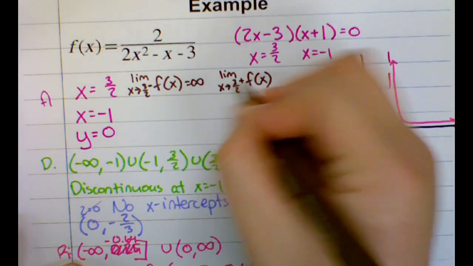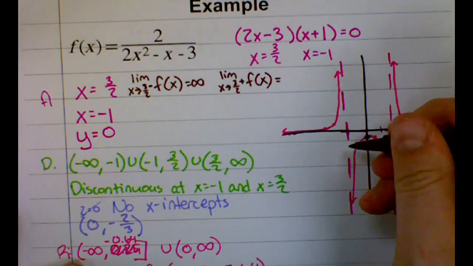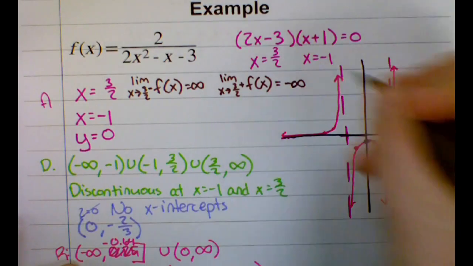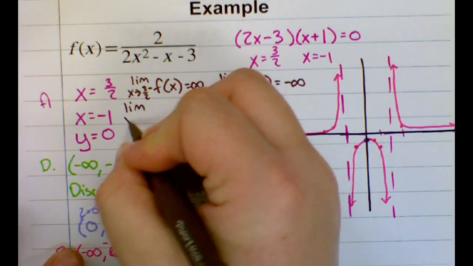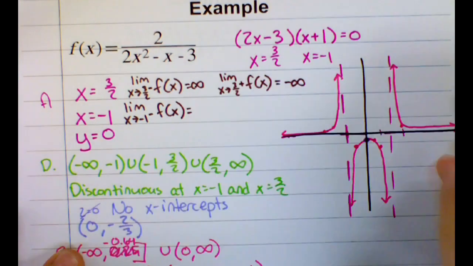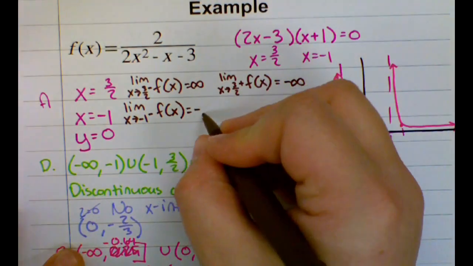So that's the little plus or minus there. And that means we're talking about this section because it's the closest one on the left. It's going down, so negative infinity. And same thing, the limit as x approaches negative 1 from the left. Well, negative 1 is here coming in from the left. That side is going down, so it's negative infinity.